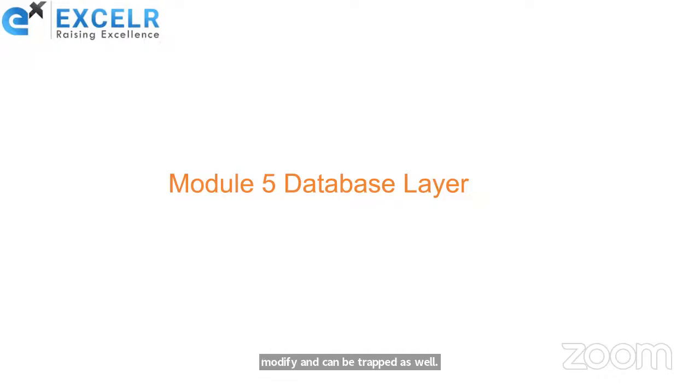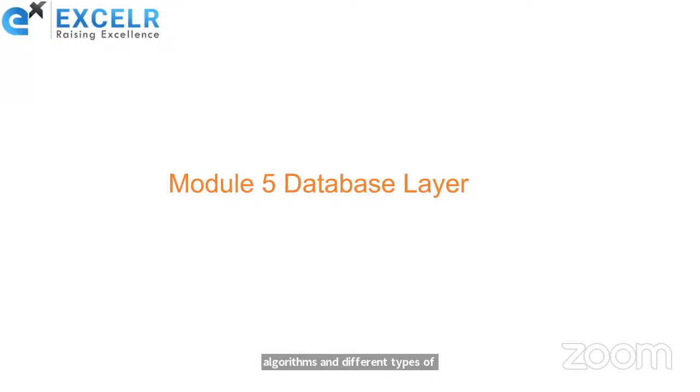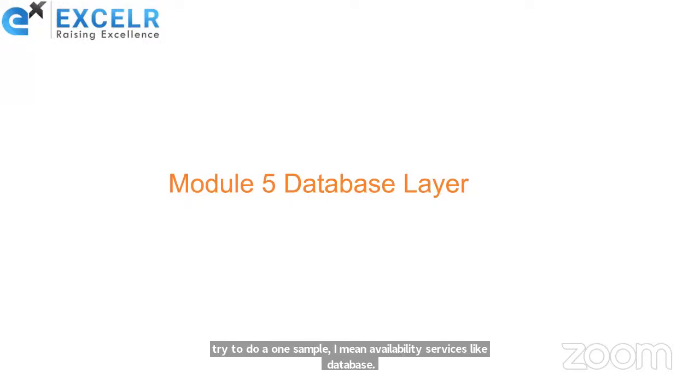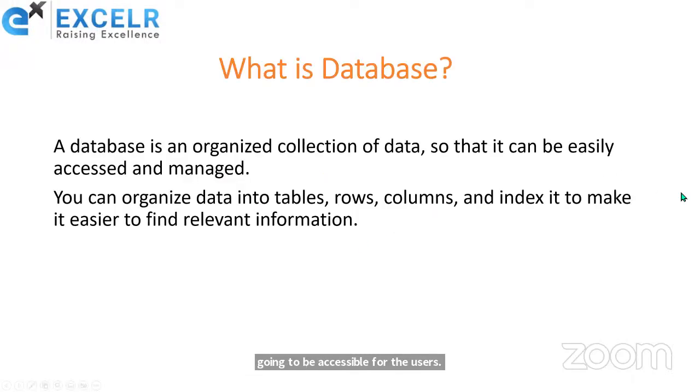As technology grows, there are different security levels like encryption methods, algorithms, and different types of databases that help us store the data. Before that, let us understand what a database is. We'll look at a sample of the database services available in Amazon Cloud, and how they are accessible for users, and discuss the main aspects. So what is a database?